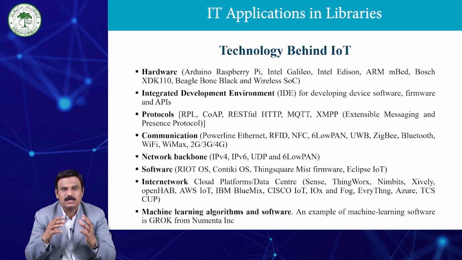Then for internetwork, we need cloud platforms like Data Center, Sense, ThingBox, Nimbits, Xively, OpenHub, AWS, Amazon Web Services. We need some companies, some data crowding centers like Sense, ThingWorx. Cloud platforms like Nimbits, Xively, OpenHub, Amazon Web Services IoT, IBM Bluemix, Cisco IoT, 10x and Fog, Azure, TCS, etc. can be used as cloud platforms.